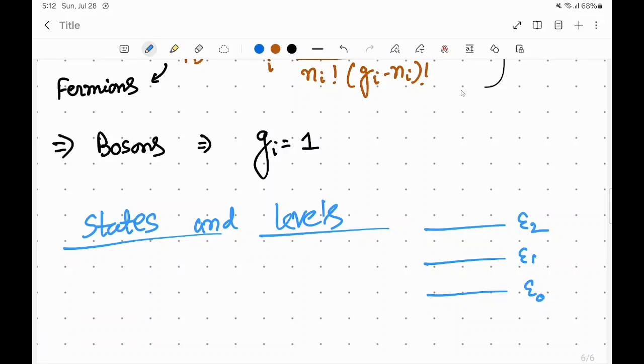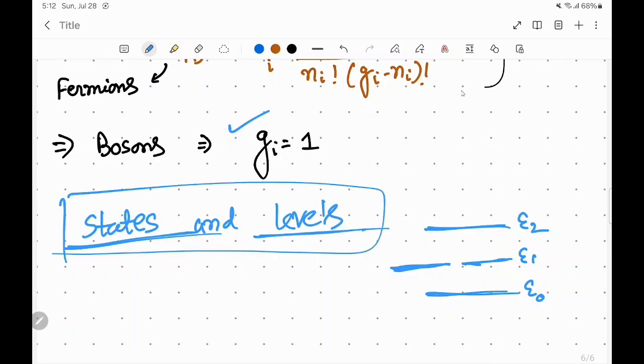Now here levels and states are the same. But if there is a degeneracy, then this definition will be different. Let's say here there is a degeneracy. How many levels are there? Three energy levels: epsilon 0, epsilon 1, and epsilon 2. But how many states are there? Four energy states. So for I number of energy levels, you have to consider the degeneracy as well. Only when gi is equal to 1 are the states and levels equal. Otherwise, you have to consider the g.